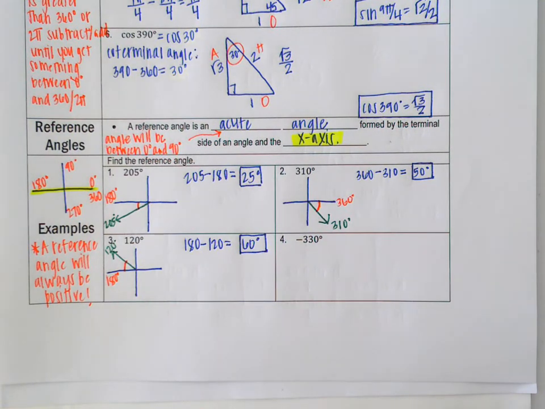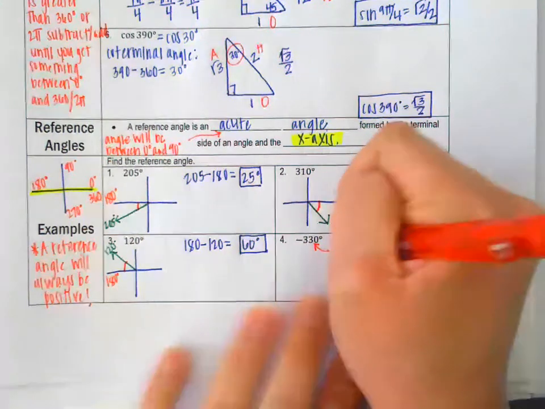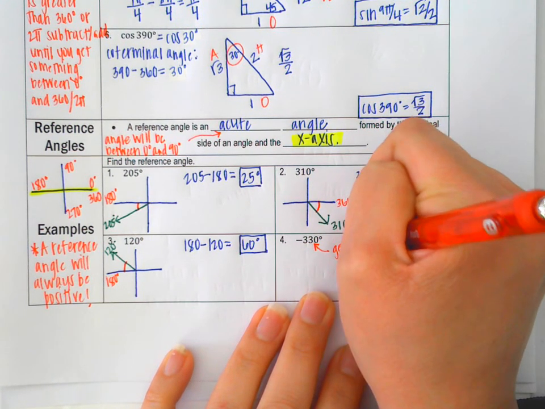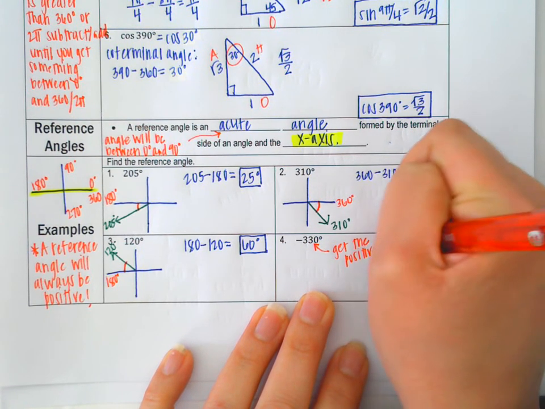Okay. So now we have something a little different on 4. We have negative 330. So it's a negative answer. And we haven't had one of those before. So what I'm actually going to do before I do anything with reference angles is I'm going to get the positive coterminal angle first.